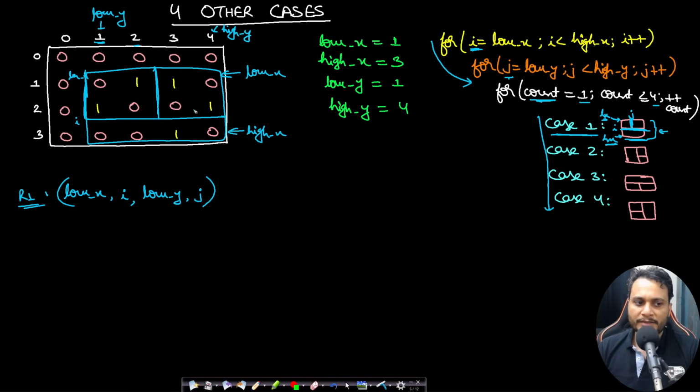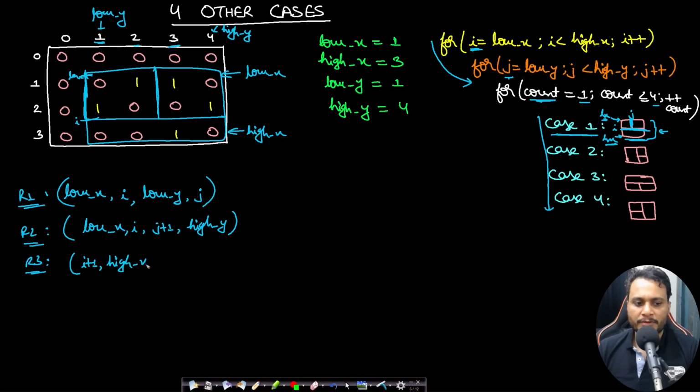If you have to define the second region, then the x slice will be the same, low x to I, the row slice, whereas the column slice will be from j plus 1, meaning this column number 3, to high y. This is how you define region 2. And if you think about region 3, then this will be defined by I plus 1 to high x. I plus 1 is this 3 to 3. Okay, so I plus 1 to high x, and on the column side you can say low y to high y.